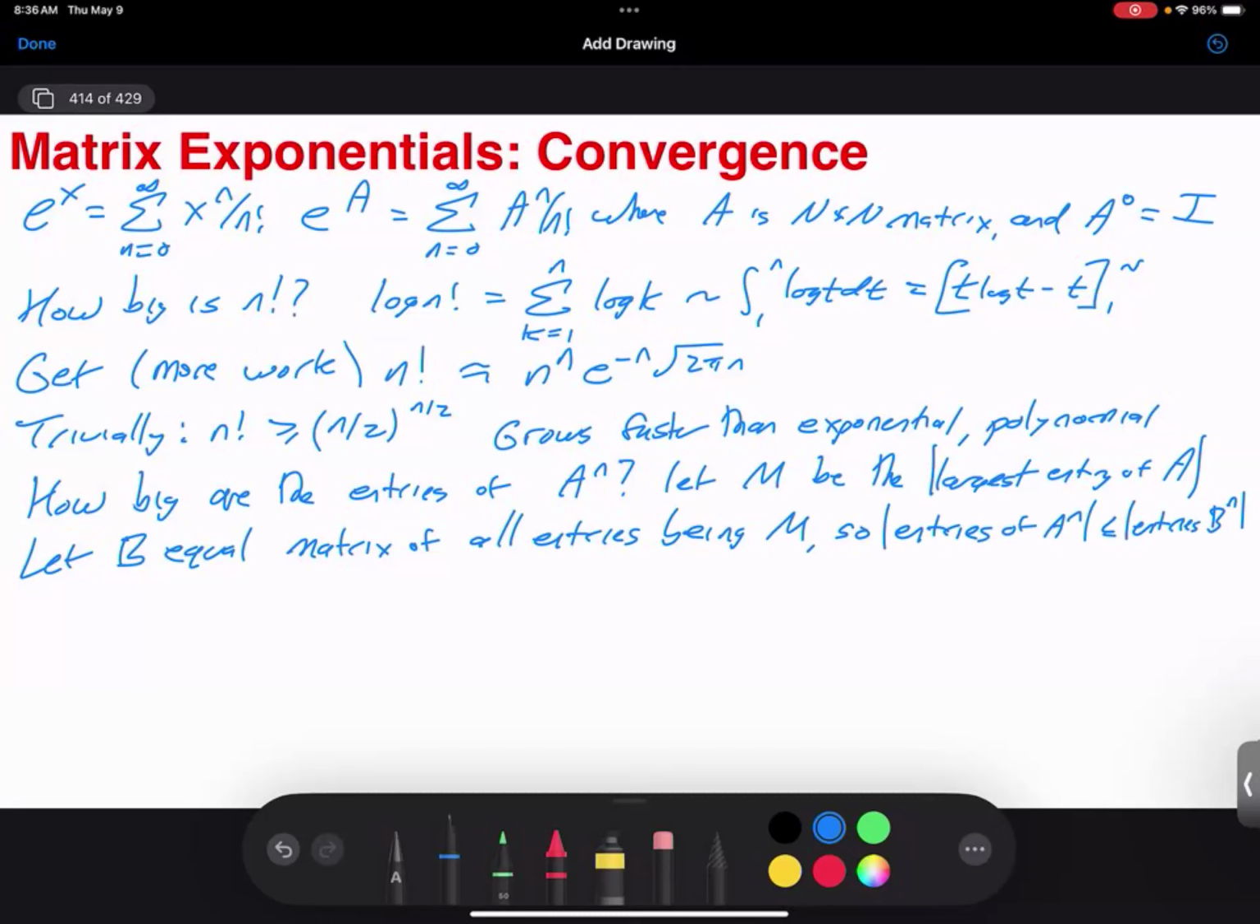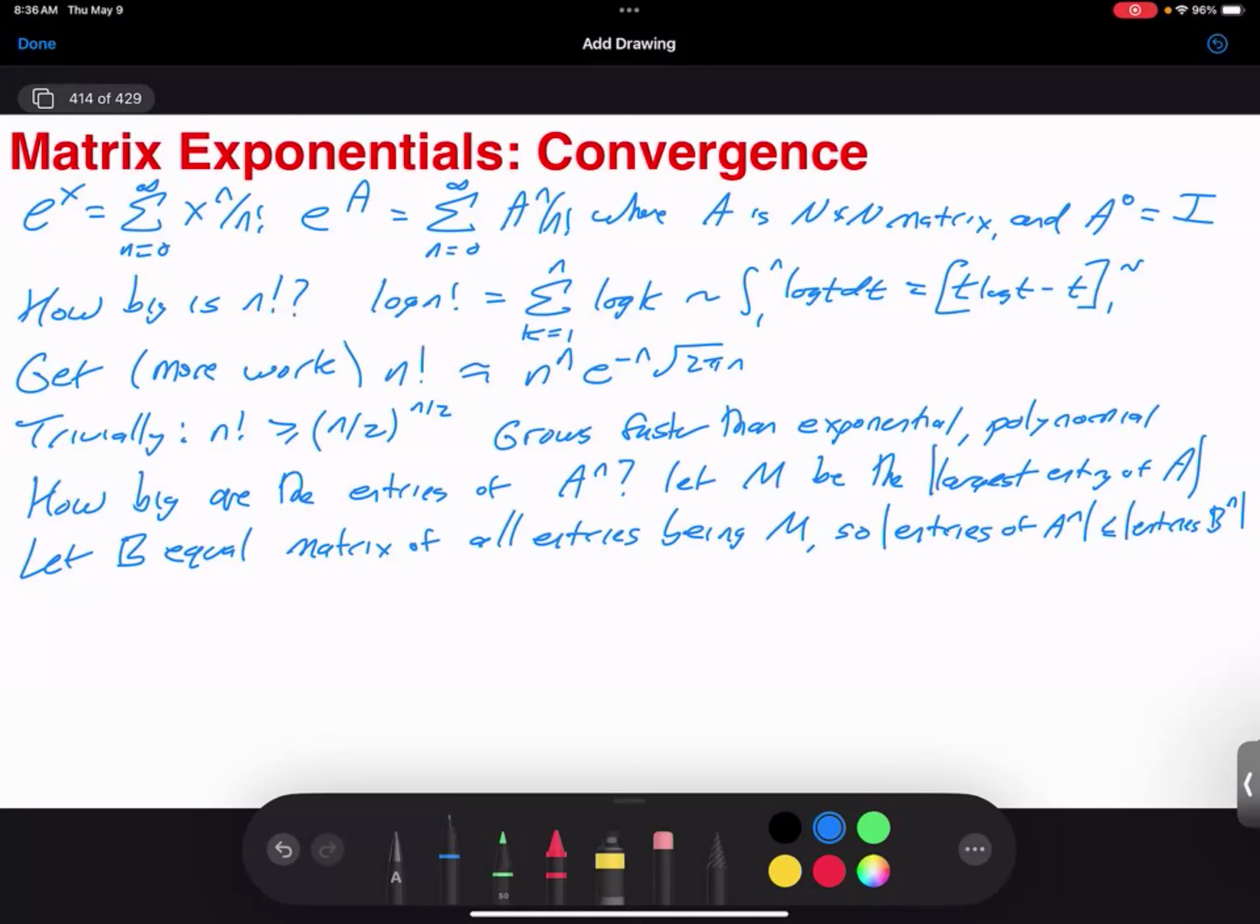The reason that the entries of B to the n have to be larger than the entries of A to the n in absolute value is that I can't have any cancellation now. Let's just consider A having real entries. So some of the entries could be positive, some of the entries could be negative. When I start taking powers of A, I could have some cancellation. I'm replacing every entry in A with a positive number.